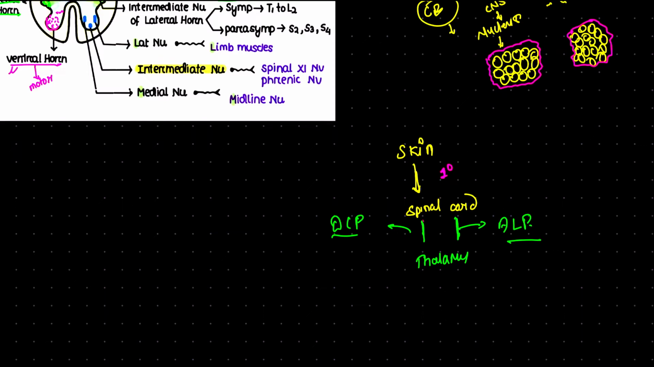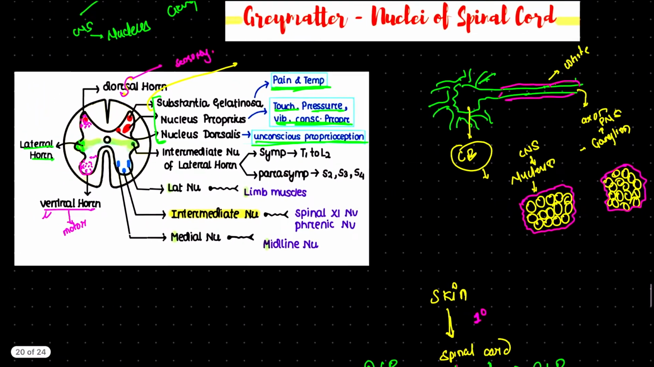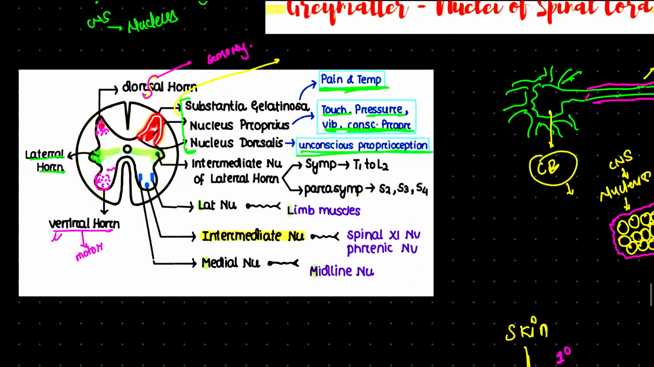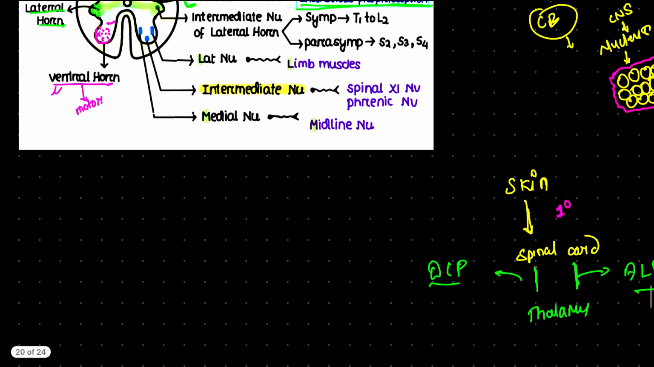So the thing I would like to make clear right now is that the information we get from the skin is passed to the spinal cord. Now in this spinal cord, these are the areas, these are the nuclei which are going to receive these sensations or this information.